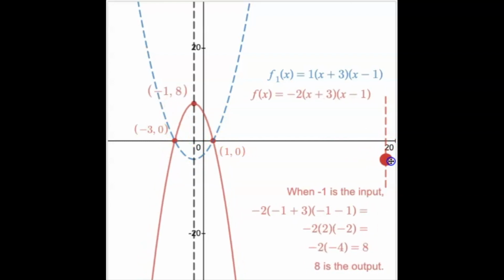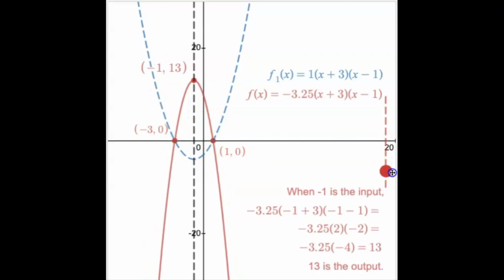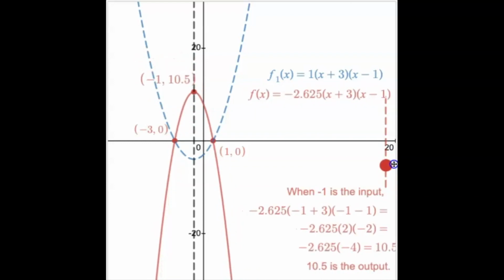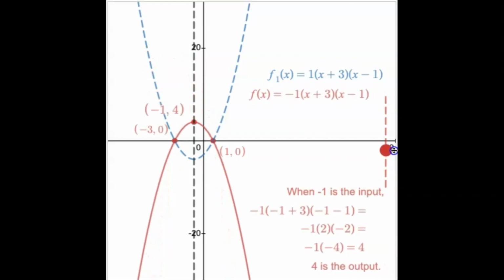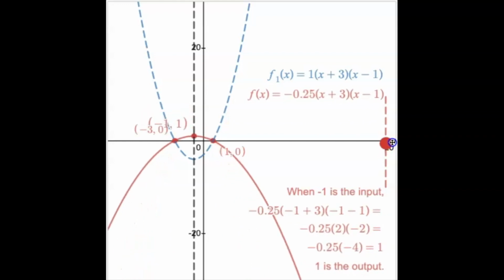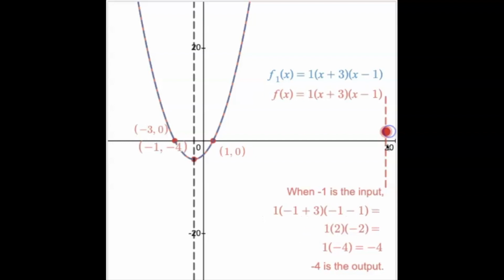The further away from 0 I get, the skinnier the parabola gets, the more I stretch it vertically. The closer to 0 I get, the wider that parabola is. So I always like to give the example of vertically stretching a rubber band. I hold up a rubber band in class, and the more I stretch it, the skinnier it gets. The more I compress it, the wider it gets.